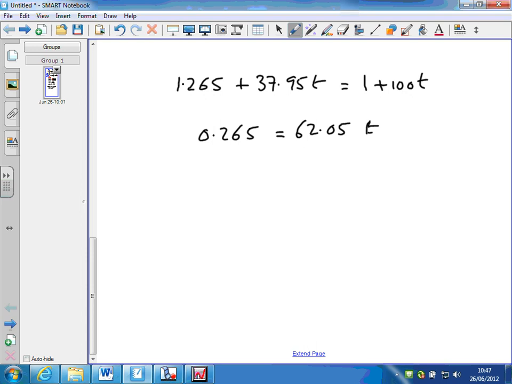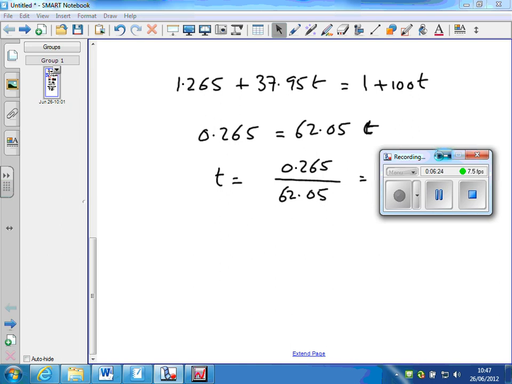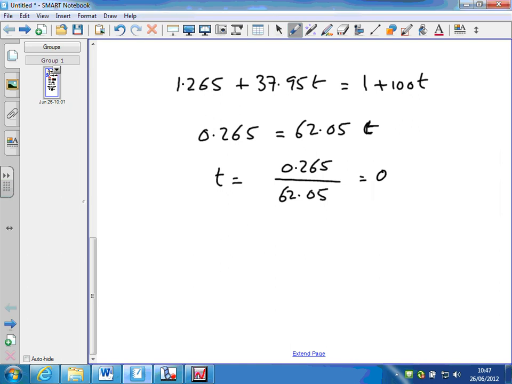So now what's T? Divide both sides by 62.05 and I get T equals 0.265 divided by 62.05, which equals 0.00427. So 3 significant figures, which is pretty well the solution in the textbook, just a rounding issue. So that will be per degrees centigrade.